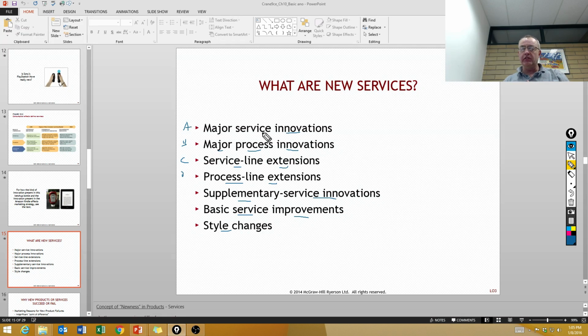So major service innovations are services that require an extensive degree of consumer learning to use this new service. And so these are services that did not previously exist, and then they come on the market. And 2 examples from the book. The book mentions FedEx. A number of years ago, Federal Express came out with this overnight service.